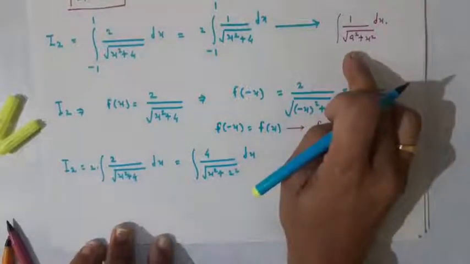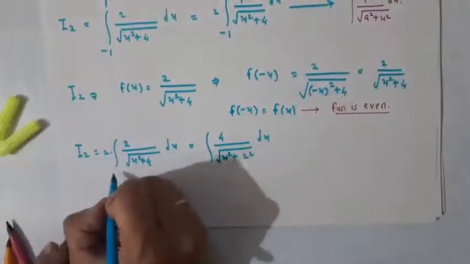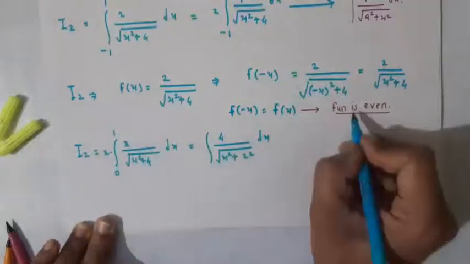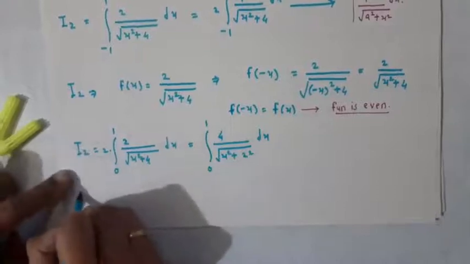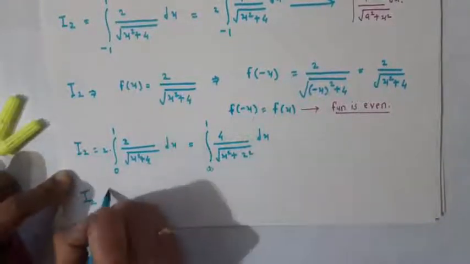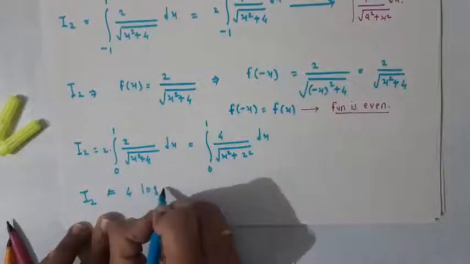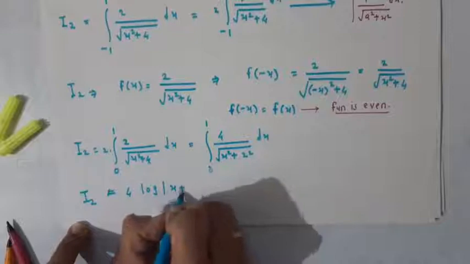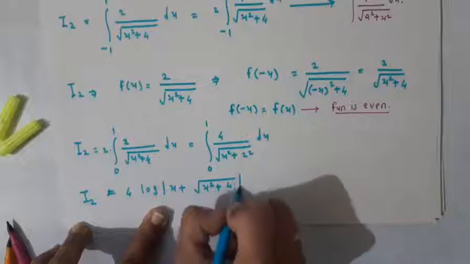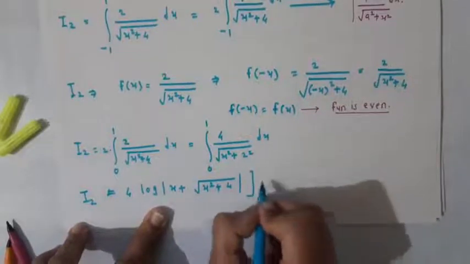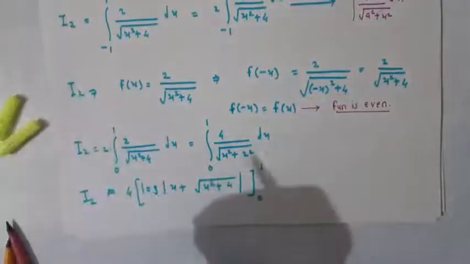Now by using this formula we can find its limits, and the limits of integration change to 0 to 1 according to the even function property. Hence integration I2 equals, take 4 outside, log of x plus square root of x square plus a square, which is 4. Okay, and the limits of integration 0 to 1, that is upper limit minus lower limit.